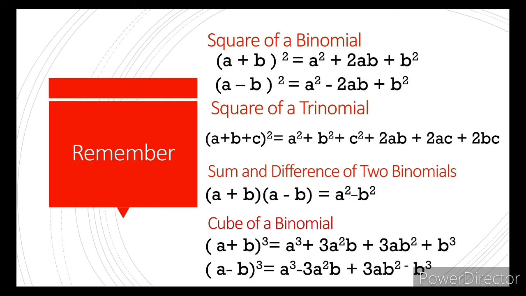In cube of a binomial, we have (a + b) cube is equal to a cube plus 3a squared b plus 3ab squared plus b cube. (a − b) cube is equal to a cube minus 3a squared b plus 3ab squared minus b cubed.